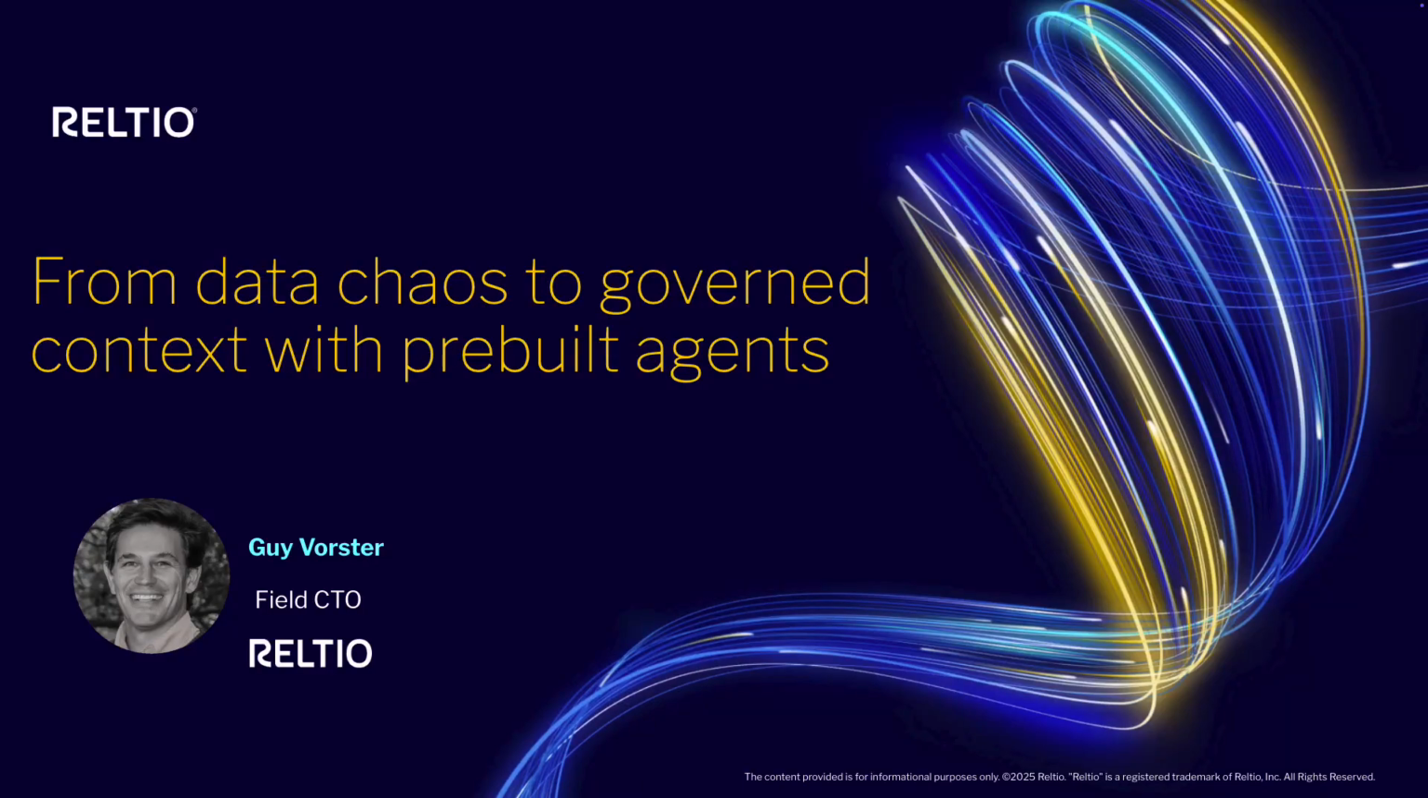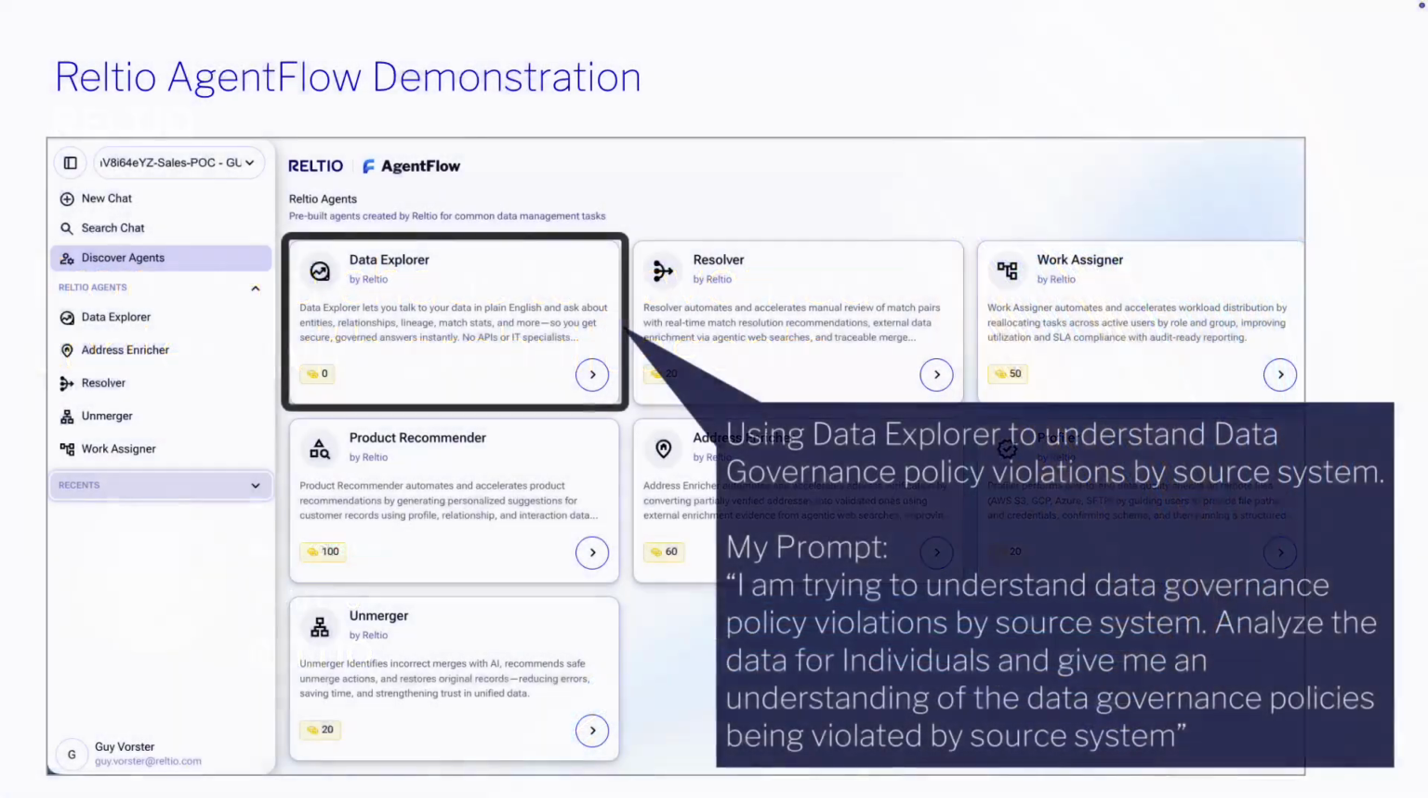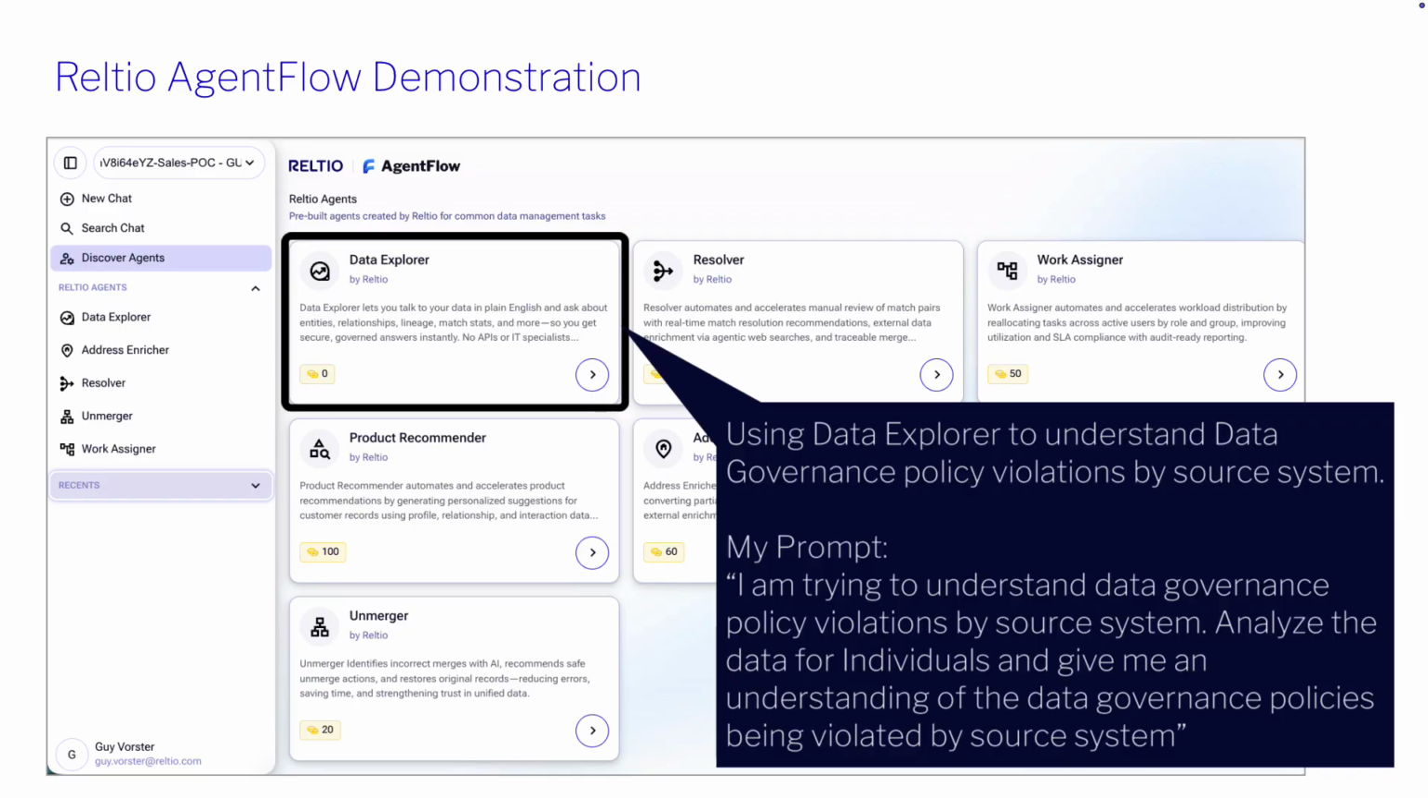Most organizations are still operating in a state of data chaos: fragmented, inconsistent, and hard to trust. What you're about to see are some examples of how Reltio's governance agents can help you turn your data chaos into governed, trusted context. We'll start with the Data Explorer in order to understand all the data governance policy violations inherent in our data by source system.